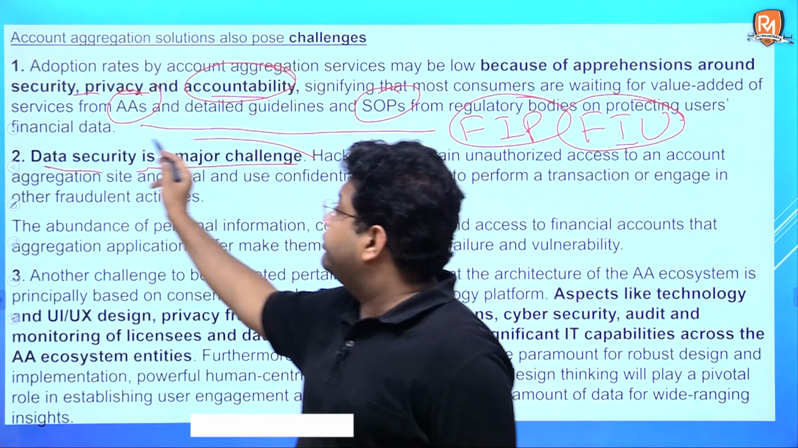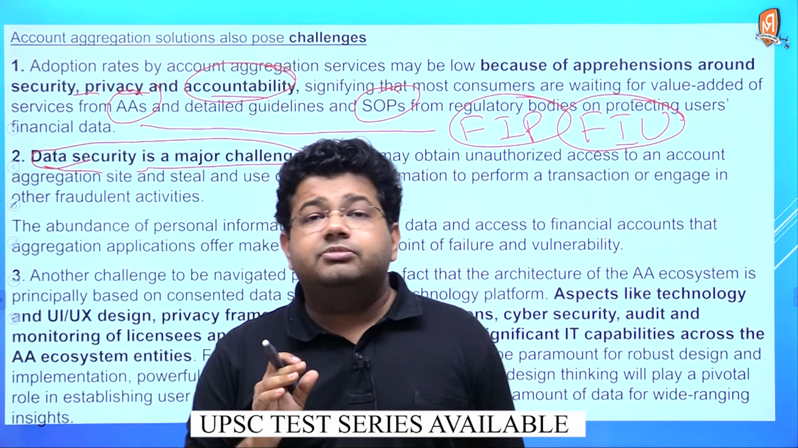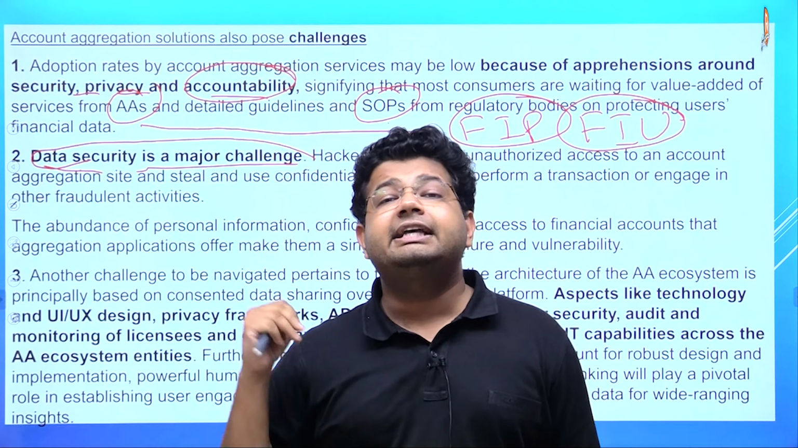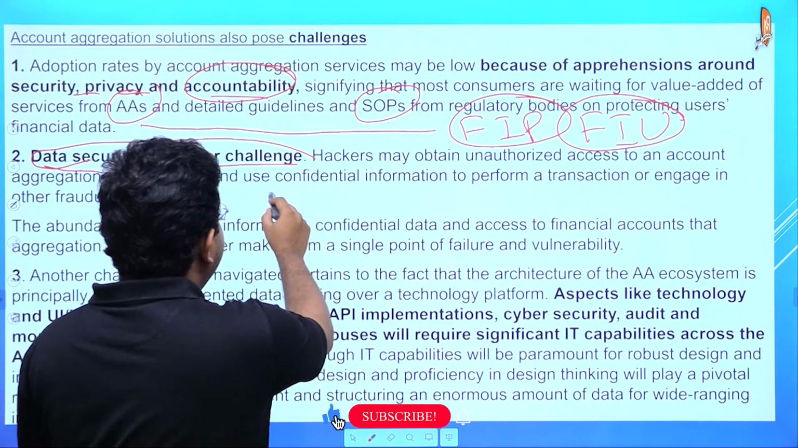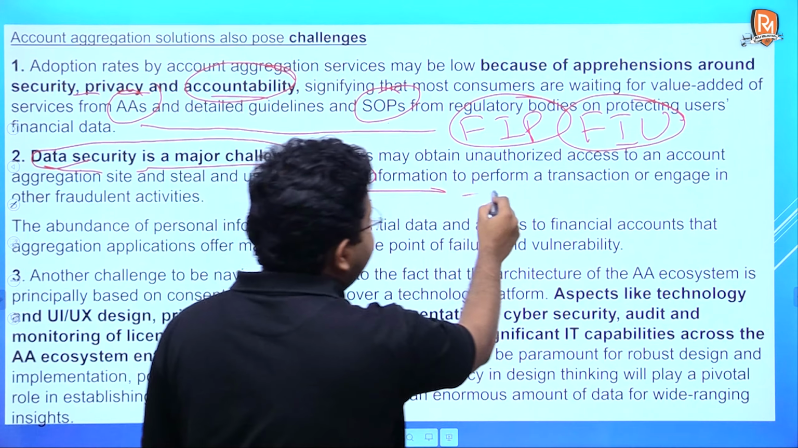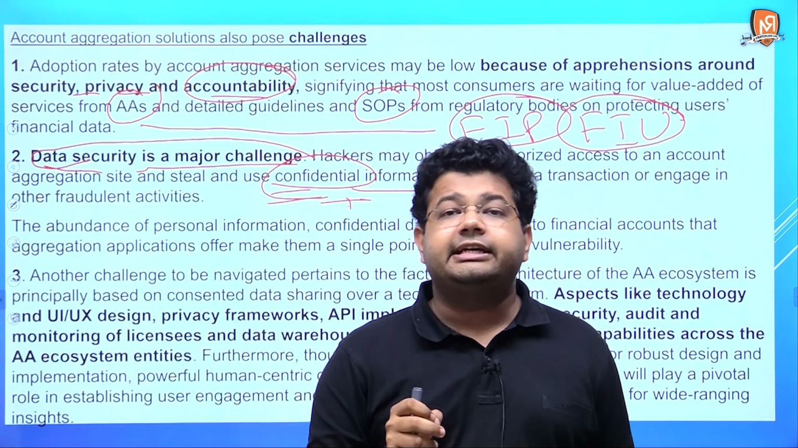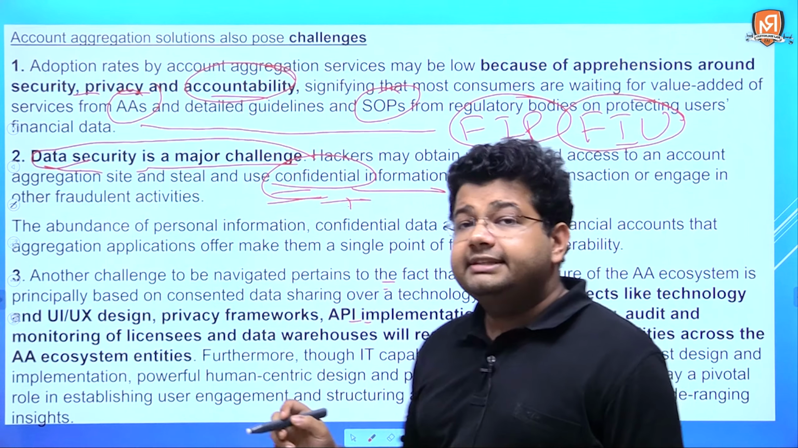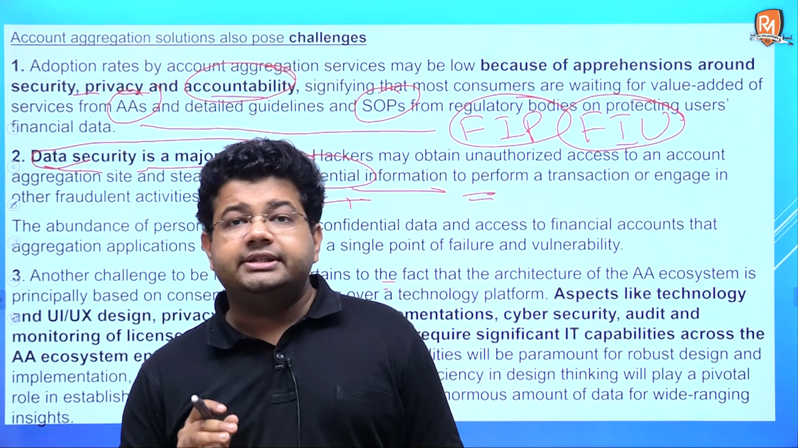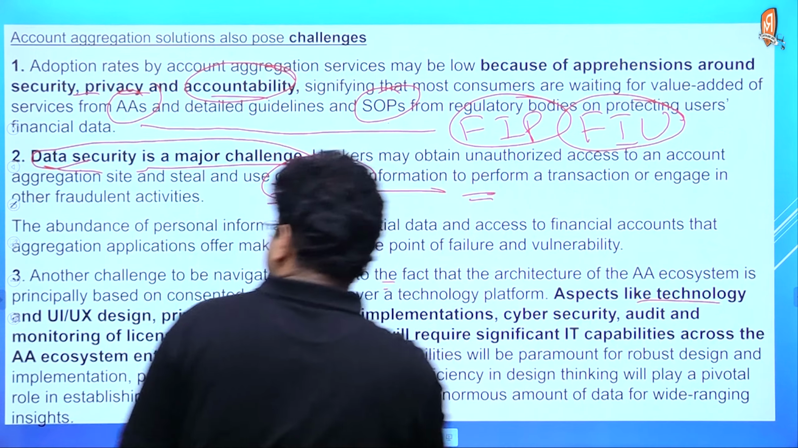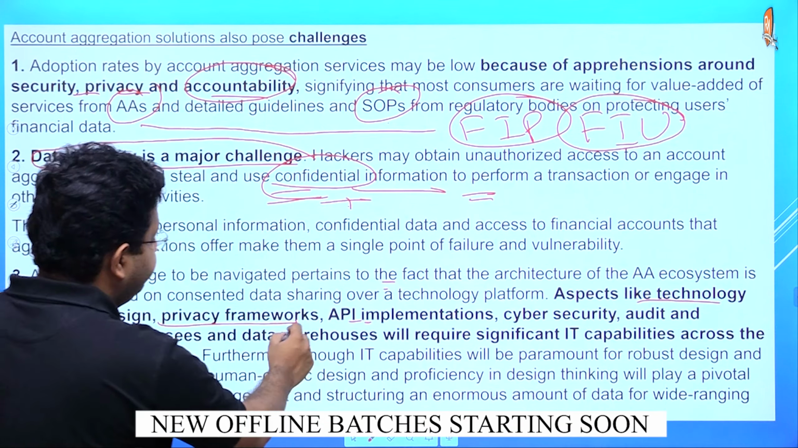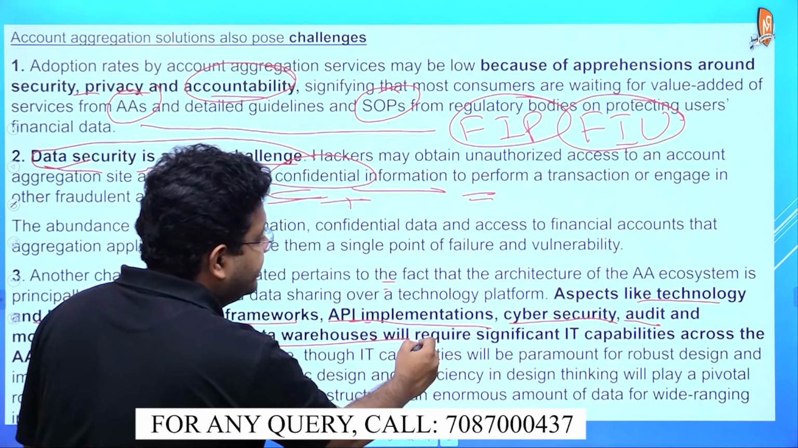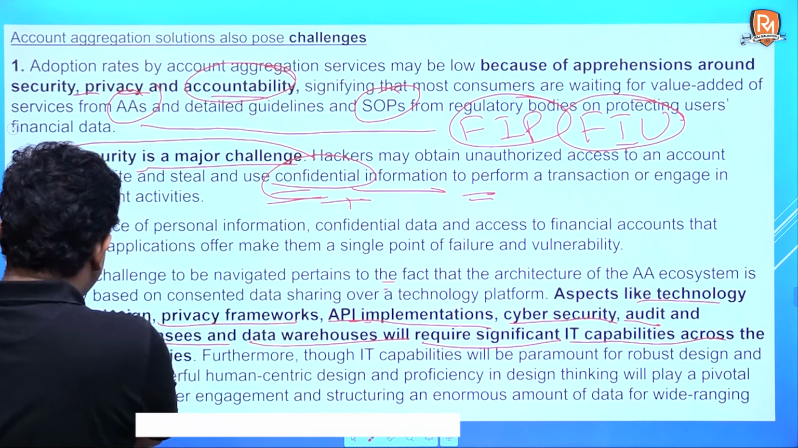Then data security is one of the major challenges. Since the entire system is internet based, there are always possibilities these days of hackers getting into the system and exploiting your information as well as the information of the banks. So robust measures need to be taken, and confidence should be instilled by showing that the firewalls are competent enough to prevent any sort of hacking operation. Lastly, since this entire system is internet based, an extreme level of IT technologies is required. So aspects like technology and UI and UX designs, privacy interface frameworks, API implementation, cyber security, audit and monitoring, and data warehouses will require significant IT capabilities across the AA ecosystem.